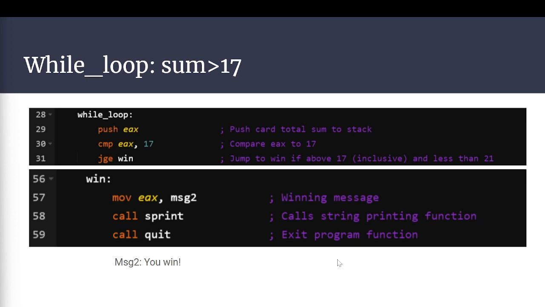Since the sum is stored in the EAX register, we push the sum to the stack to save it for later. Then we compare the sum with the threshold 17 in line 30. Next line, JGE stands for jump if greater than or equal. If yes, the code will jump to line 56, the win function. The win function copies the value of the winning message to EAX. Next line calls sprint to print out the winning message and then exit the program.